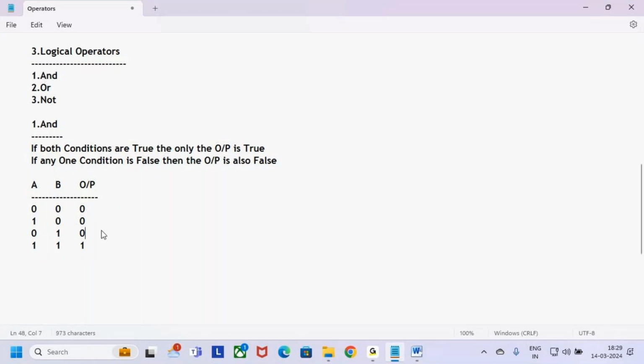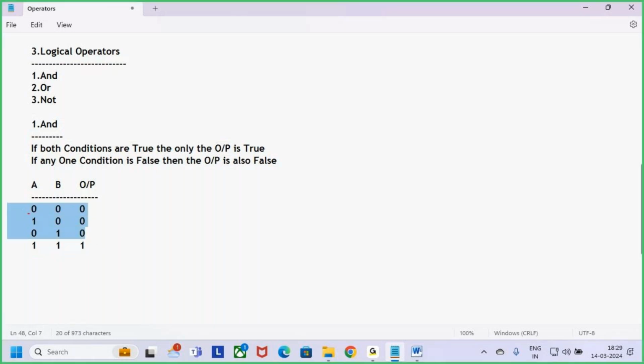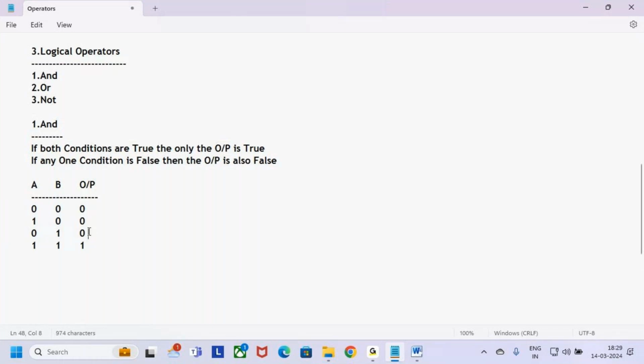So in simple, how to understand here is, in the AND operator, when we'll get the output as true means, whatever the conditions you are defining, if all the conditions are true, then only the output is true. Remaining cases, anywhere if one of the conditions is false, then the output is also false. So this is the functionality of the AND logical operator.